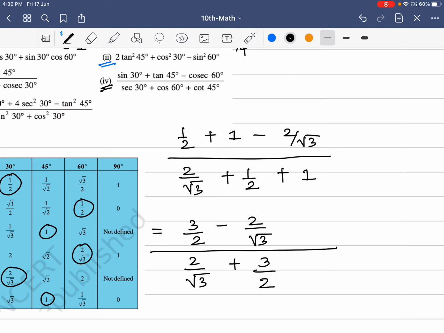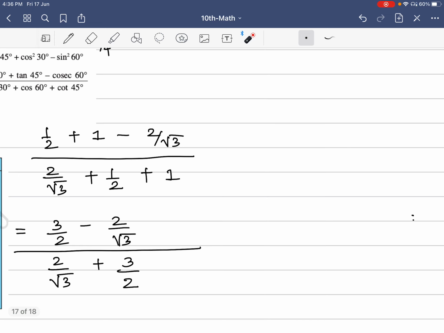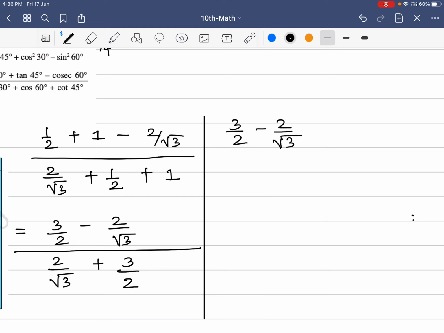Now this is of the form a minus b, and this is a plus b. In fact, just to rearrange this, let's draw a line. So I'm going to just rearrange this. So that's going to be 3 by 2 minus 2 by root 3, the whole divided by 3 by 2 plus 2 by root 3. So this is of the form a minus b and a plus b.